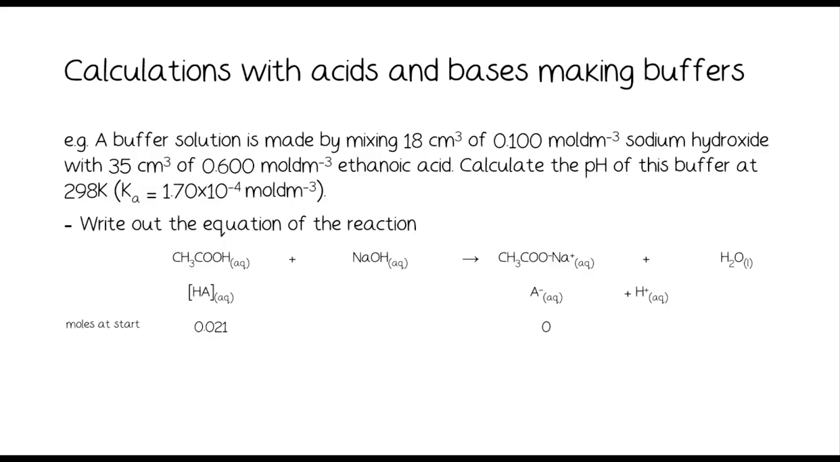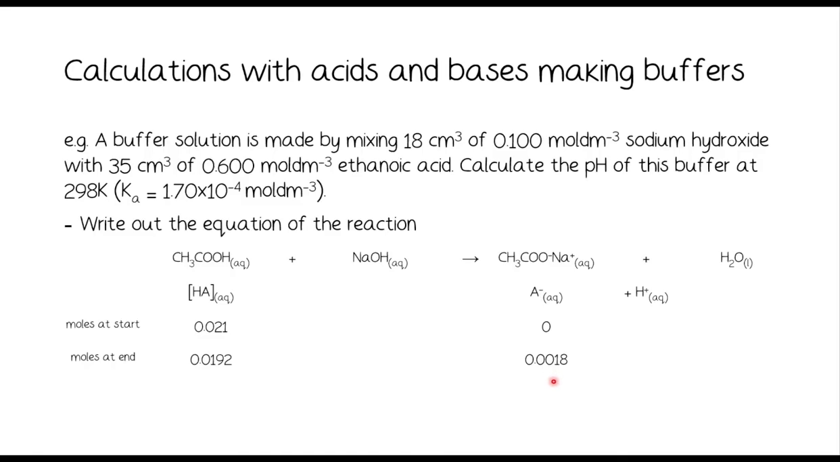So now let's work out the moles of each thing at the end. Because you've added sodium hydroxide, it reacts with the ethanoic acid to make sodium ethanoate. But like I said before, the salt always fully dissociates. So the amount of A minus is going to be the same as the amount of the salt made, which is going to be the same as the amount of base added. We could work out the moles of A minus by working out the moles of the salt, which would all have come from the sodium hydroxide. So we could work out the moles of sodium hydroxide. That would be 18 divided by 1,000 times 0.1, which gives you 0.0018.